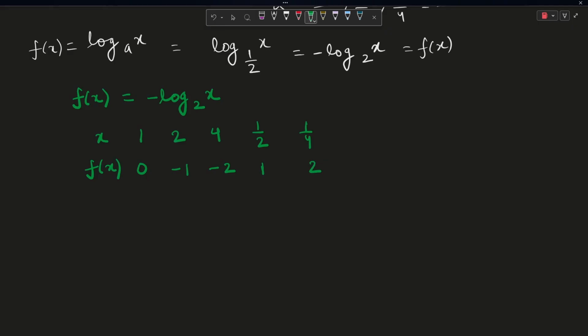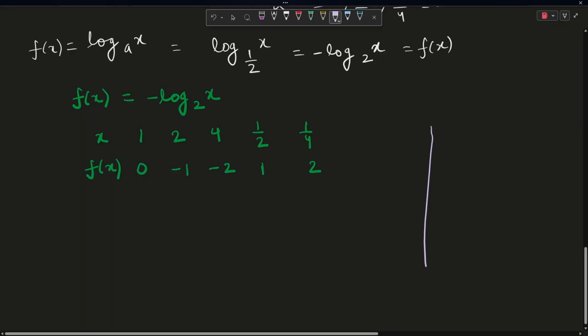These points are sufficient to draw the graph of y is equal to f of x is equal to minus of log x to the base 2, where the base is less than 1.